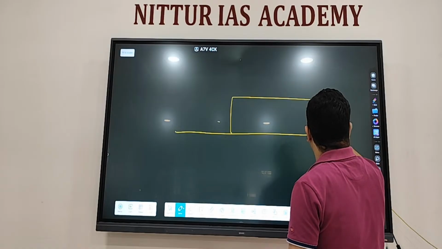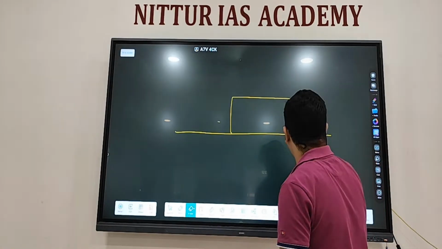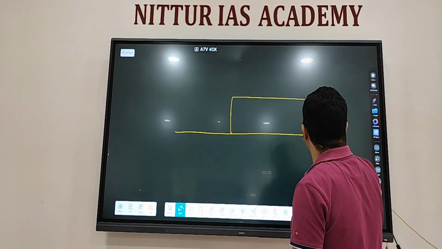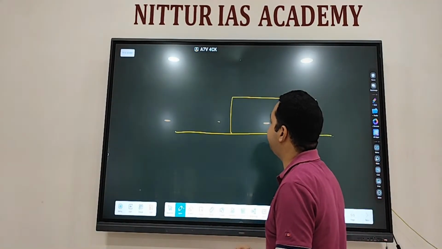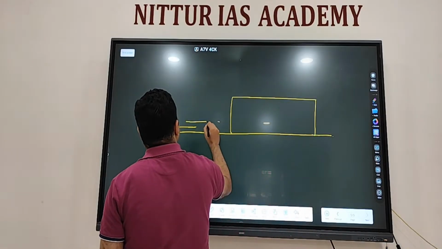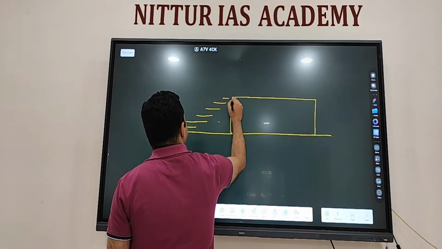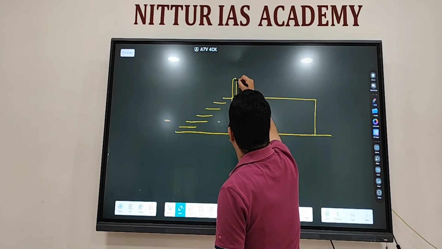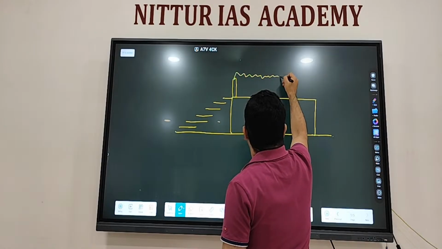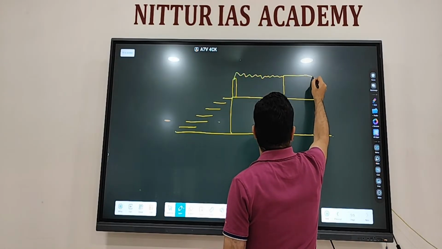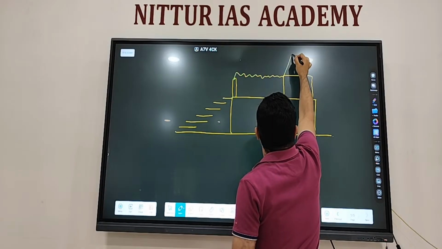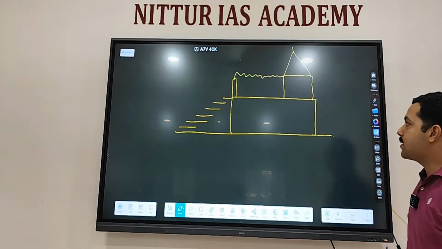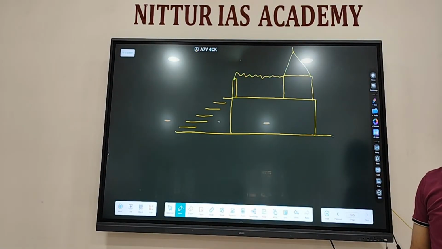Shikhar is at the top. Nagara style is mostly in North Indian temples. Mostly North India. Guptas were in North India. Fine, so this is how you see the Nagara school of temples.